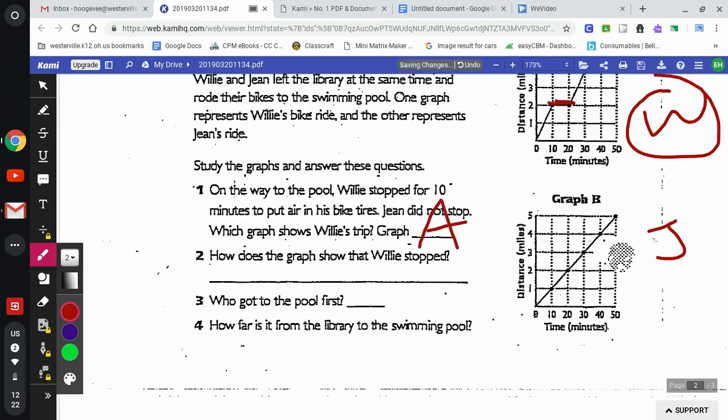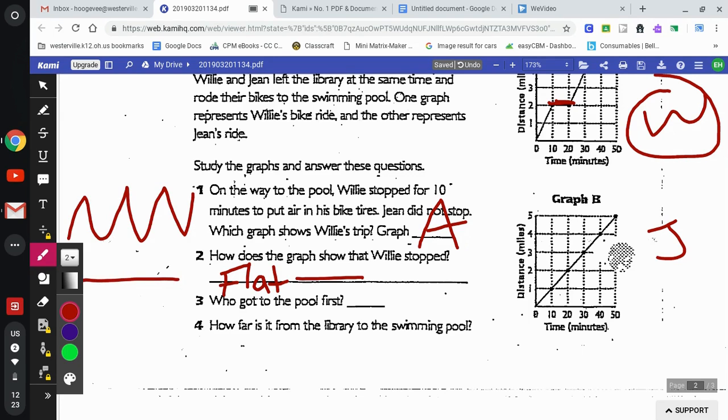How does it show that Willie stopped? There's many ways you could have answered this. I would just go simple. He has a flat line. And I always say, if you're hooked up to a heart monitor in the hospital and you're going beep, beep, beep, you're moving. If it goes flat, that means you're dead. So flat means you're stopped. That's how I always remember. It's a flat line. Simple as that. Or you could have said he stopped between 10 and 20 minutes because that's what they said in the instructions above. Who got to the pool first then?